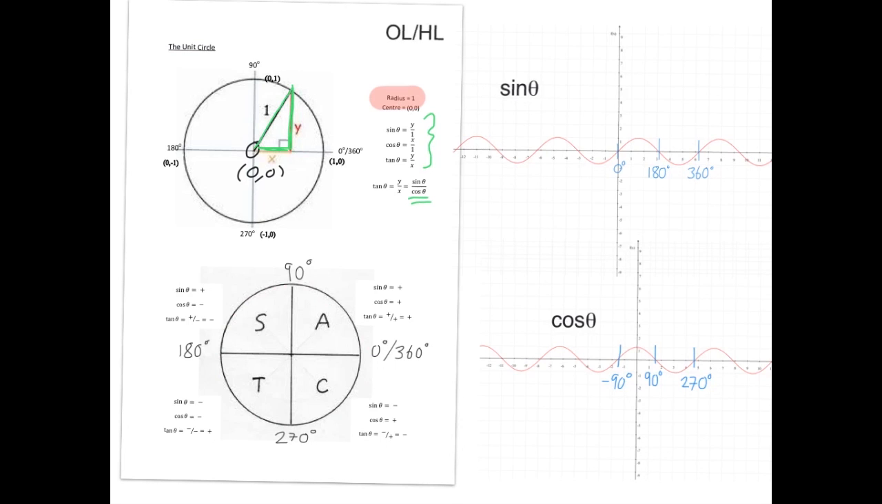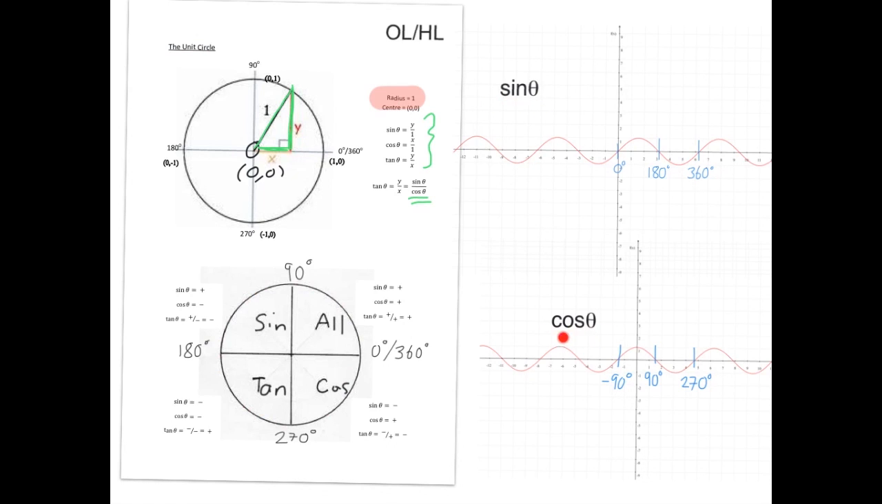Now you'll have seen in your course this CAST circle, and what you remember is that C means that cos is positive in this quadrant, A stands for all being positive, S stands for sine being positive, and T stands for tan being positive. The reason for that is if you look over here on the right, I've drawn sine theta and cosine theta.